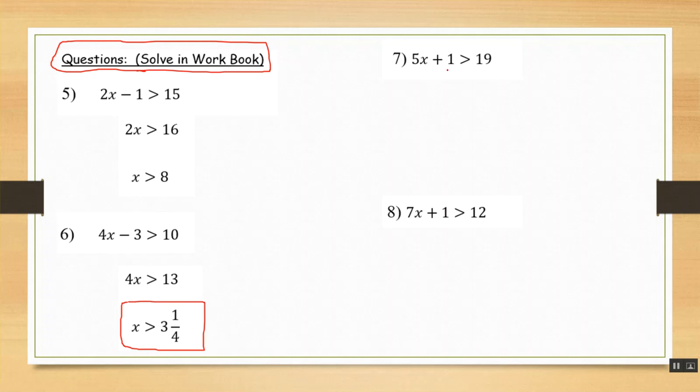Question 7, take away 1. So this part cancels out. We get 5x is greater than 18, and then we divide by 5. Question 8, subtract 1 again from both sides. 7x is greater than 11, and then divide by 7.